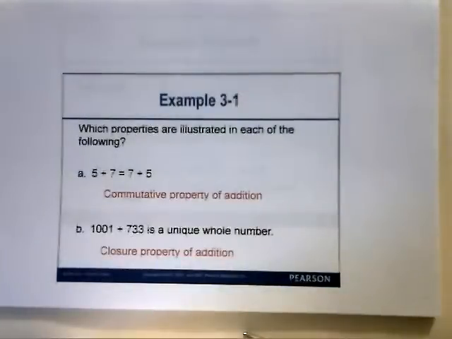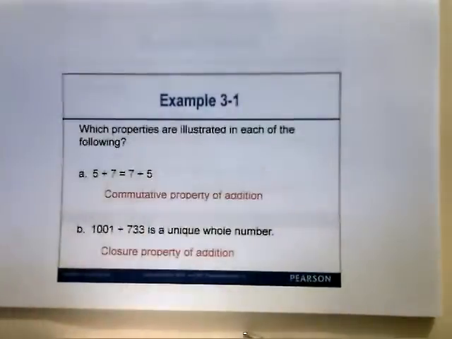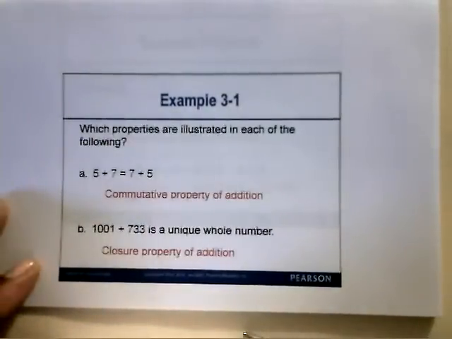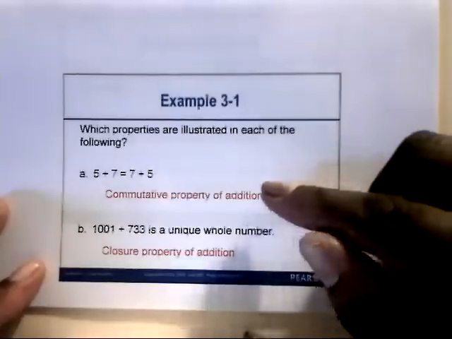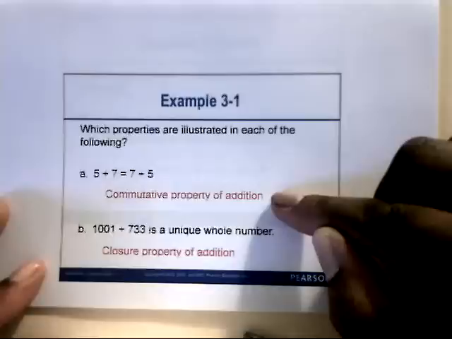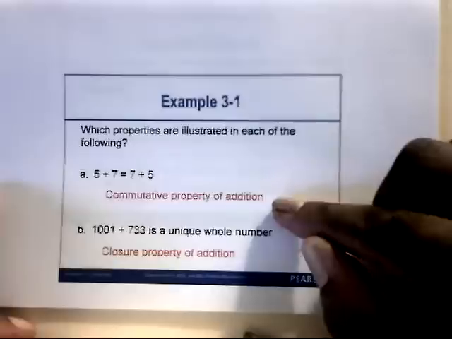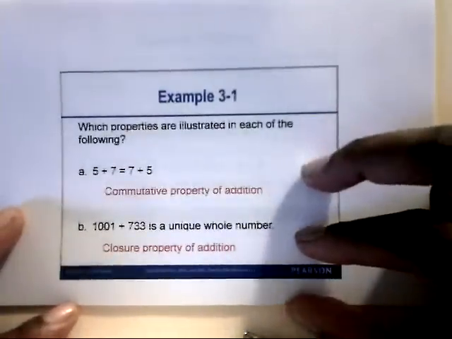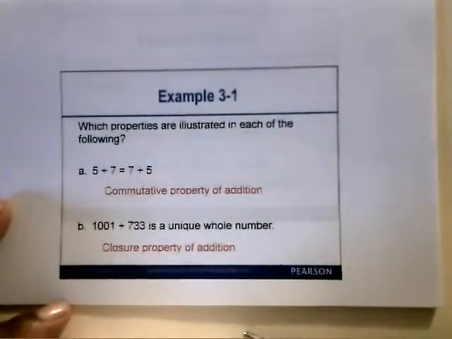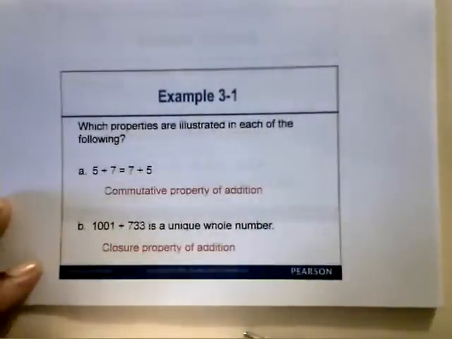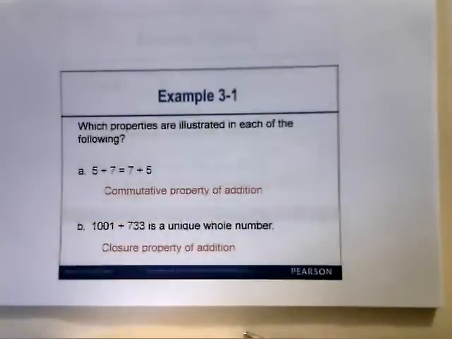And let's look at some examples here. Which properties are illustrated in each of the following? Like in this case here, 5 plus 7 is equal to 7 plus 5. As you can see here, the order does not matter. So we have the commutative property of addition. 5 plus 7 will give me the same answer as 7 plus 5. Part B, 1001 plus 733 is a unique whole number. That's the closure property of addition, because I'm going to get a unique whole number when I add 1001 to 733, which is 1734. That's a unique whole number.